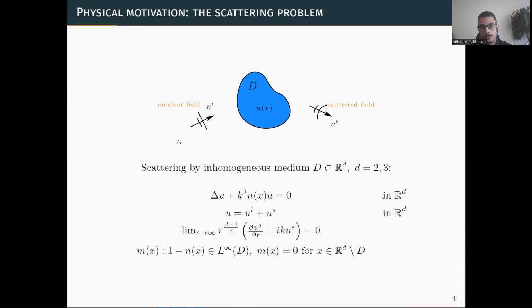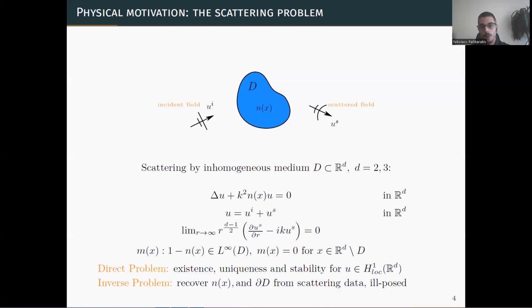So this problem is well known and satisfies the non-homogeneous Helmholtz equation here, where the total field, which is the sum of the scattered and the incident field, also satisfies, for the scattered field, the Sommerfeld radiation condition away from the scatterer. And as far as the refractive index is concerned, in the most general case, one may assume that it's a bounded L-infinity function, and outside of the non-homogeneous medium it is everywhere equal to 1.